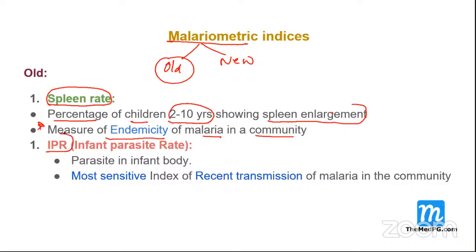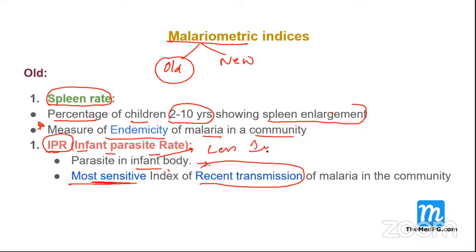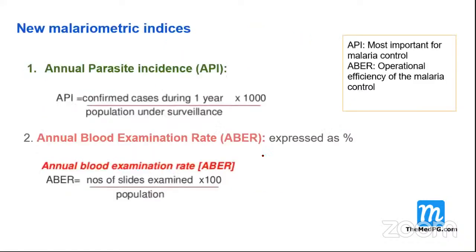The second old malariometric index is infant parasite rate, IPR. It is nothing but the parasites in the infant body. It is the most sensitive index indicating the recent transmission of malaria in the community. If there is recent transmission of malaria in the community, you have to look for the parasites present in the infant body. Infants are those less than 1 year of age. If you find parasites in infants, it indicates recent transmission of malaria.